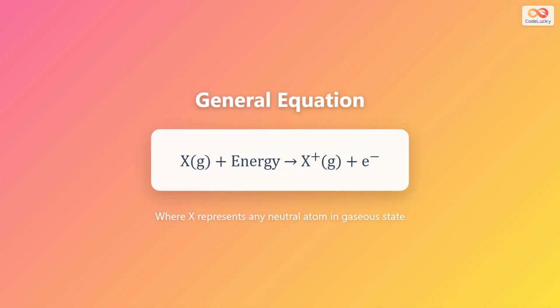The general equation for ionization shows how this process works. We start with a neutral atom X in the gaseous state. When we add energy to this atom, the electron is removed, producing a positively charged ion X+ and a free electron. This equation applies to any element where X represents any neutral atom in the gaseous state.